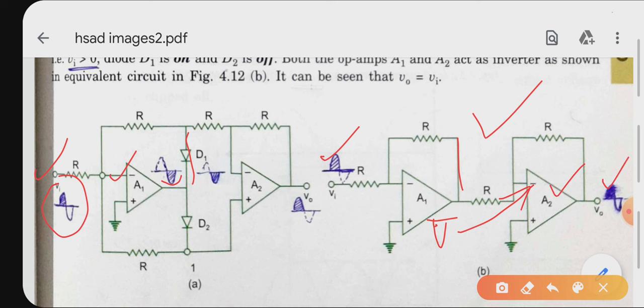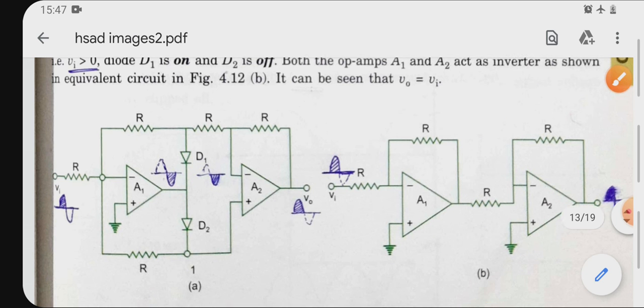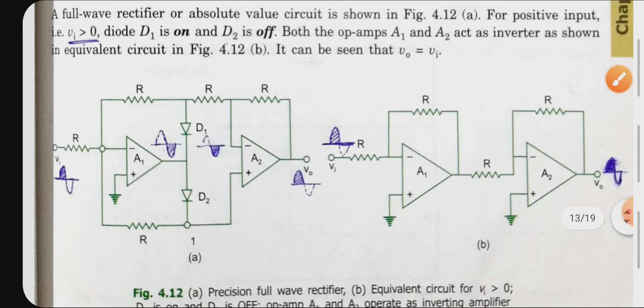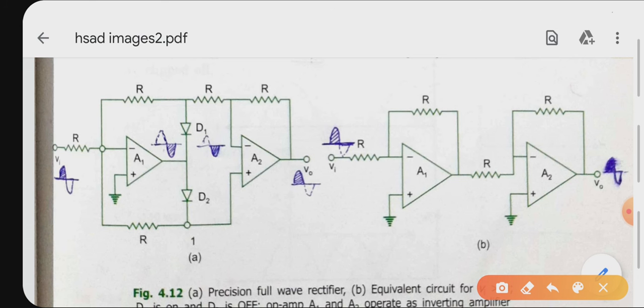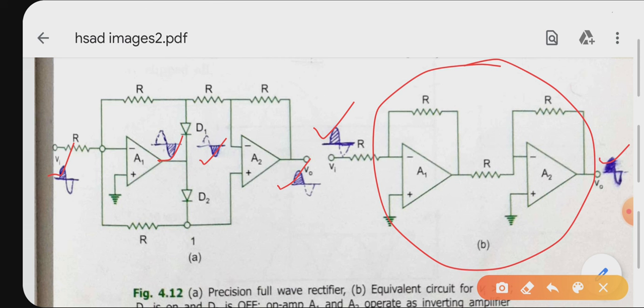Okay, so for the positive half cycle applied at the input, here I will repeat once again. For the positive half cycle applied at the input, at the output of A1 you will get inversion of it, because it is an inverting amplifier. Diode D1 becomes forward biased. This inverted input signal is applied to op-amp A2, which is again an inverting amplifier. Again it will be inverted, and finally you will get a positive half cycle at the output. So this second one is the equivalent circuit when positive half cycle is applied.